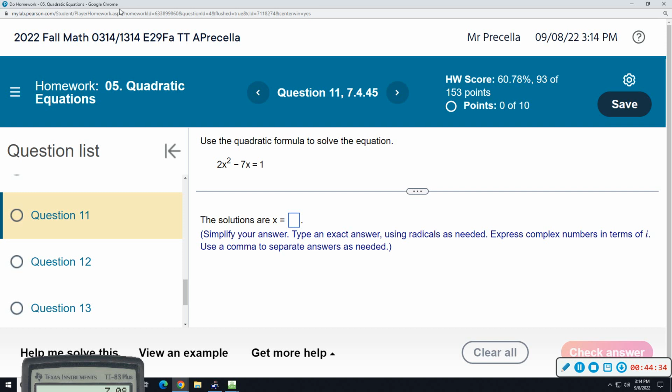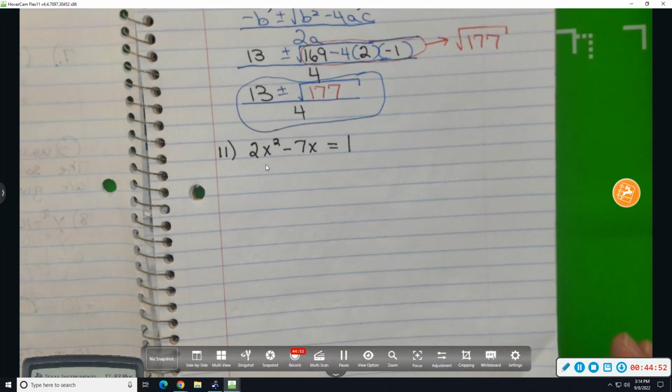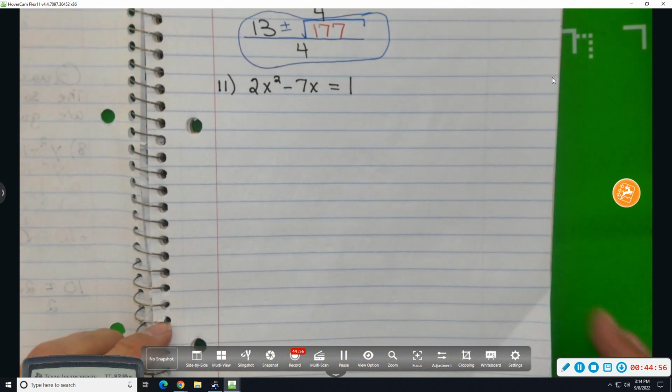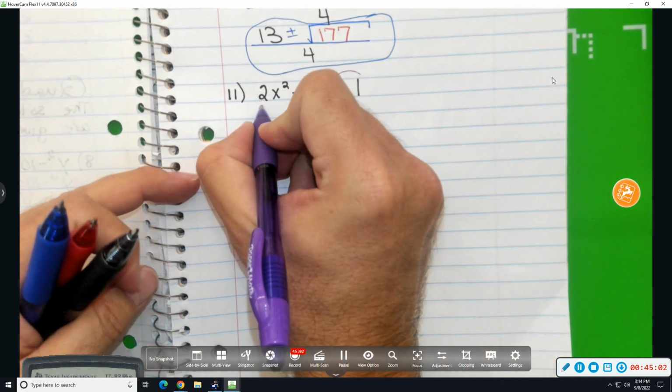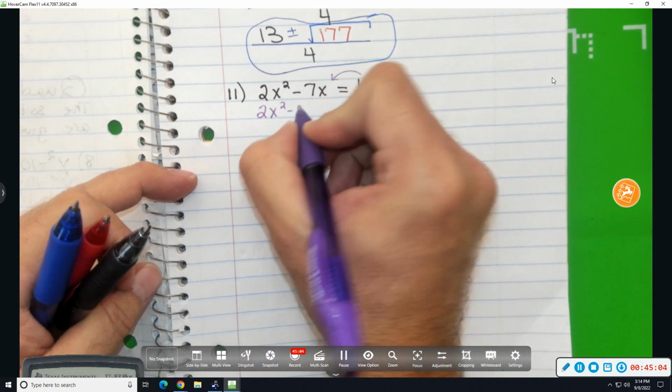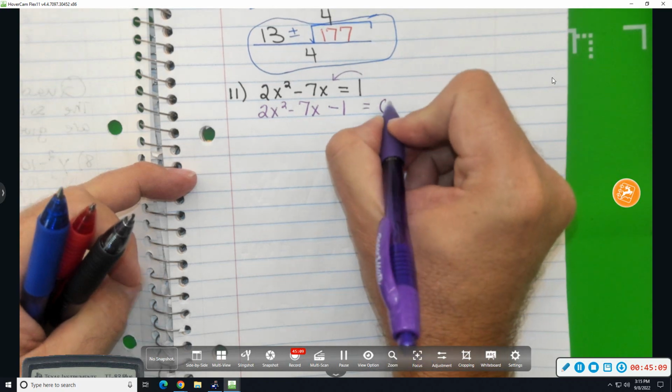2x squared. Oh, I know. I'm going to let y'all look at it a bit before I write it. Okay, 2x squared. You're right. It's very much like the one we just did. We need to move the 1 over, then we can do it fast. 2x squared minus 7x minus 1 equals 0.